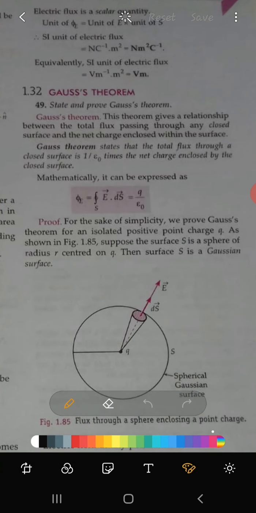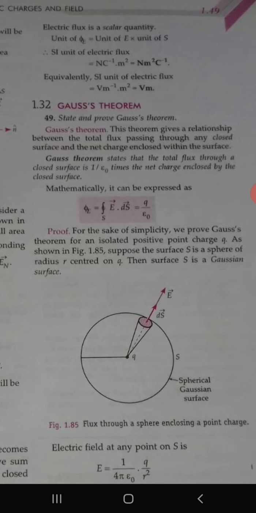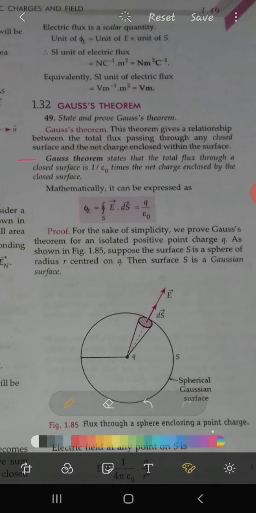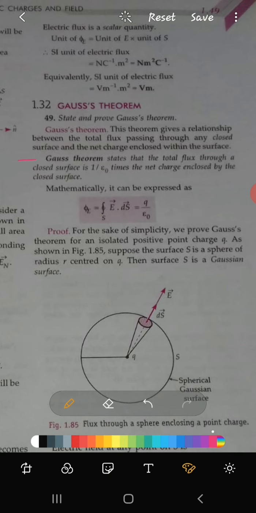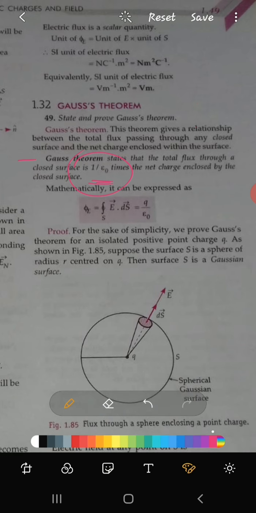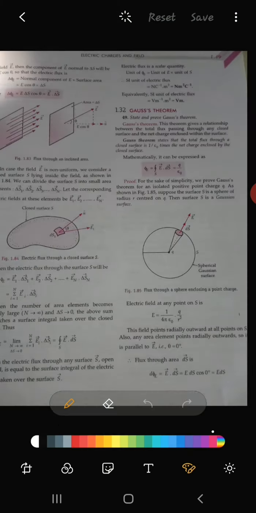So we'll move towards the statement. According to the statement of Gauss theorem, the total flux through the closed surface is always 1 upon epsilon naught times the net charge enclosed by the closed surface. Means whatever the charge enclosed in a closed surface, the electric flux depends on it, or vice versa. So electric flux is always 1 upon epsilon naught times the total charge enclosed in the surface.